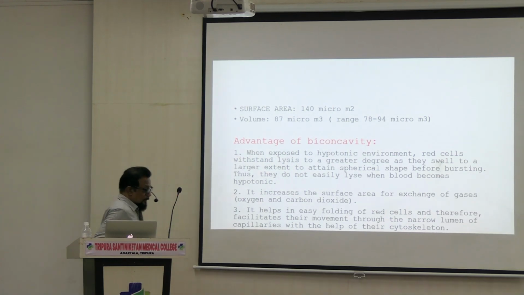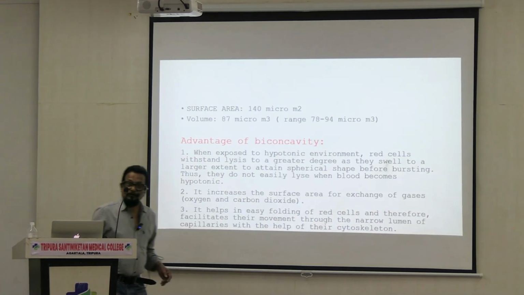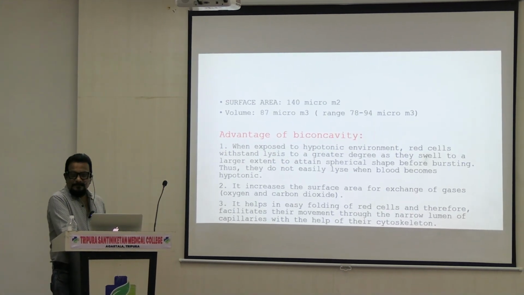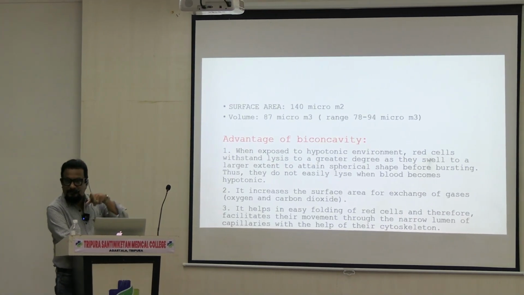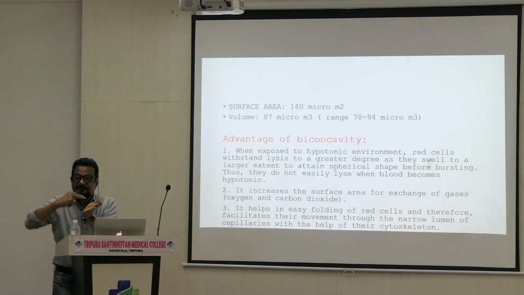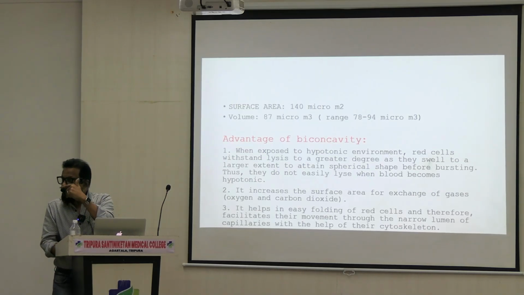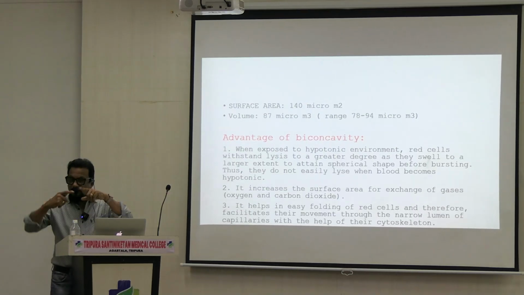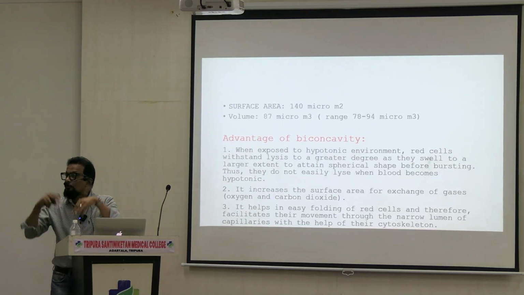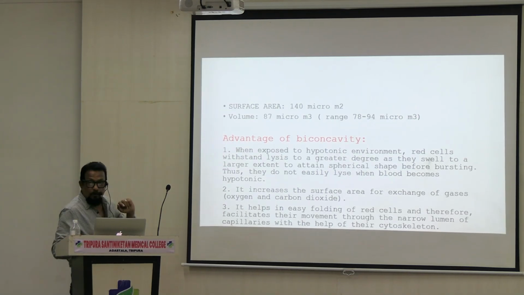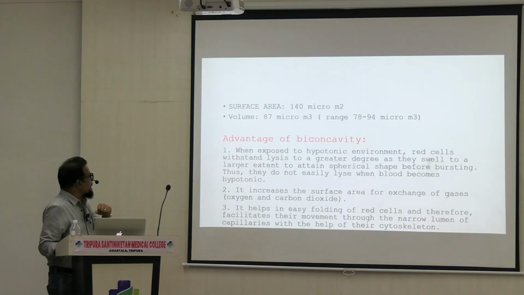And the shape is biconcave. And what is the advantage of this? These are the advantages. One is to increase the surface area. Why to increase the surface area? Its main function is diffusion, exchange of gases, carbon dioxide, oxygen with the tissues, in the tissues and in the lung. So for this, higher the surface area, higher will be the diffusion membrane, so higher will be the exchange. That's why it is very important to increase the surface area.